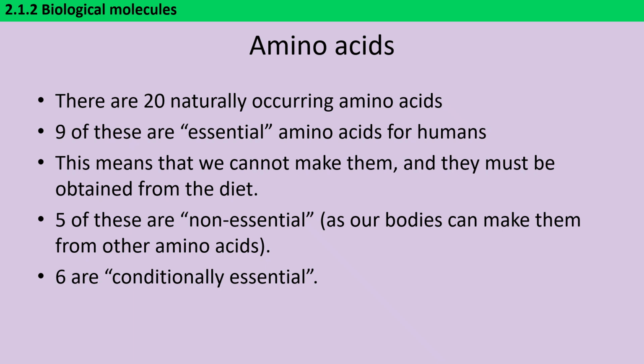Then there are 5 amino acids which are non-essential, and it's possible to make them from other amino acids. And then there are 6 which we call conditionally essential. So these are ones that in most circumstances a healthy adult human will be able to make from other amino acids, but a baby or child probably won't be able to. And also an adult human may not be able to, either if they're under large amounts of stress, or maybe if they're injured or involved in endurance exercise, in which case it may not be possible for the body to convert enough amino acids to make these ones, and they would need to be part of the diet.